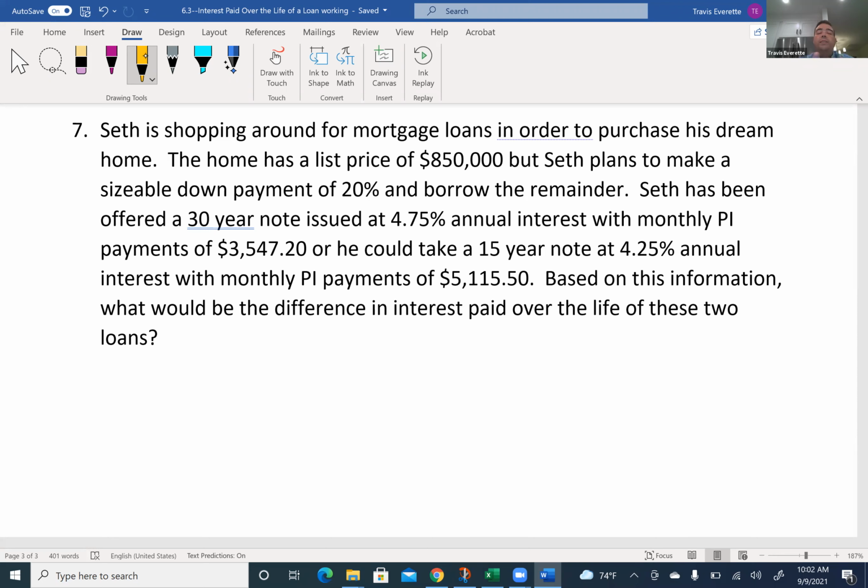No matter which loan Seth takes, he's borrowing the exact same amount. He's borrowing 80% of that $850,000. And the reason we know he's borrowing 80%, it says because he's making a down payment of 20%. So what I would do first if I were you is go ahead and get your loan amount so you don't make that mistake of working with the purchase price or list price, okay?